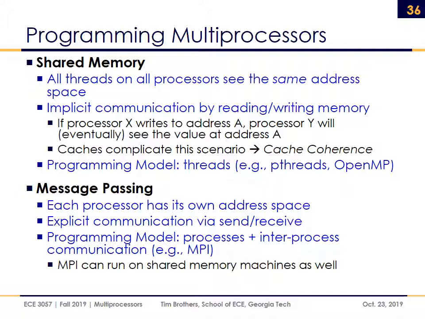Each processor has its own address space, explicit communication via send and receive. So now we're going up one level in the hierarchy, basically. So each processor has its own address space, and it can send and receive messages. The programming model, the process plus the interprocess communication, the MPI. MPI can run on shared memory machines as well. So using this process, we have caches that can implicitly communicate, and we have processors that can explicitly communicate.